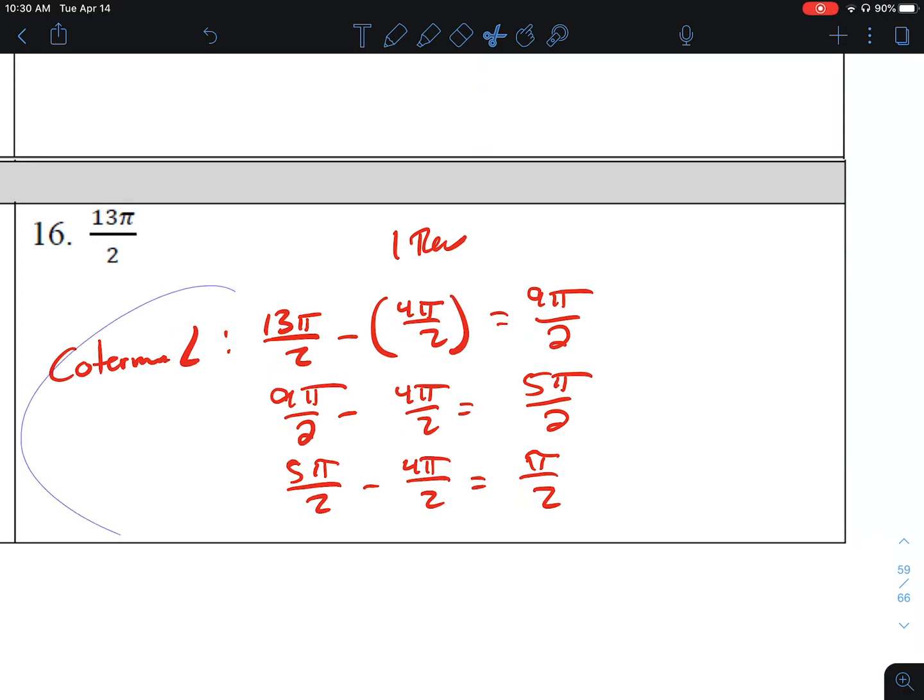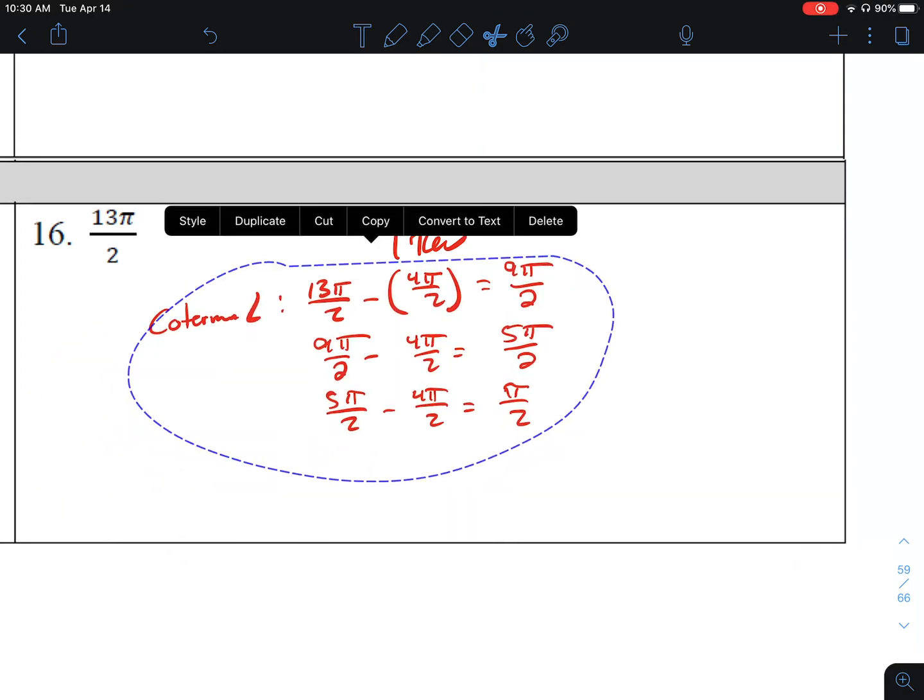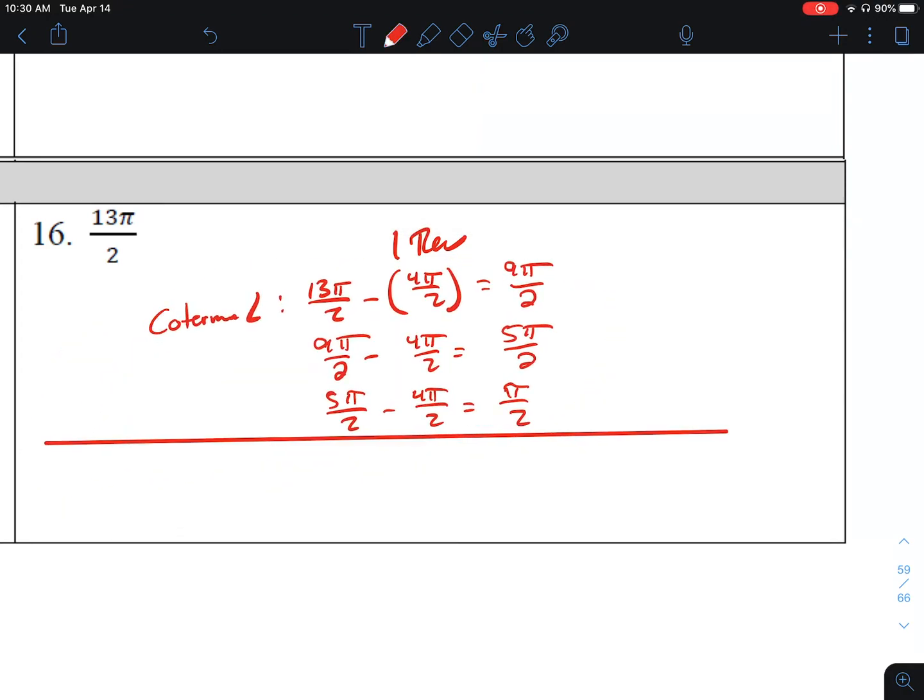Now, you could do this in a different way if you wanted. If you can see the big picture of what's happening here, you can take 13 pi over 2 and subtract 3 revolutions at the beginning.